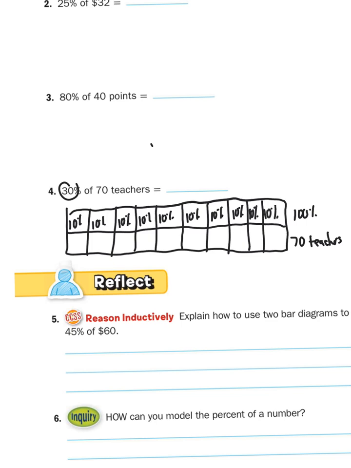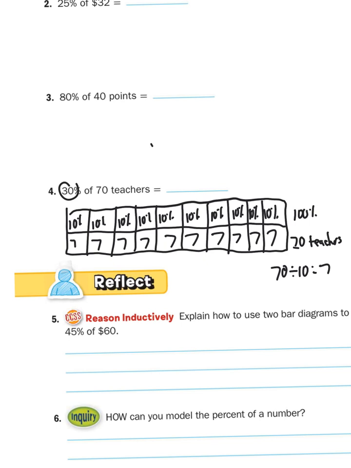All right. Now, what do you do if you have 70 teachers? Well, we split 70 teachers into 10 pieces. So remember, 70 divided by 10 is 7. So each one of these is going to be 7 teachers. 7, 7, 7. Remember, pause if you need to catch up.